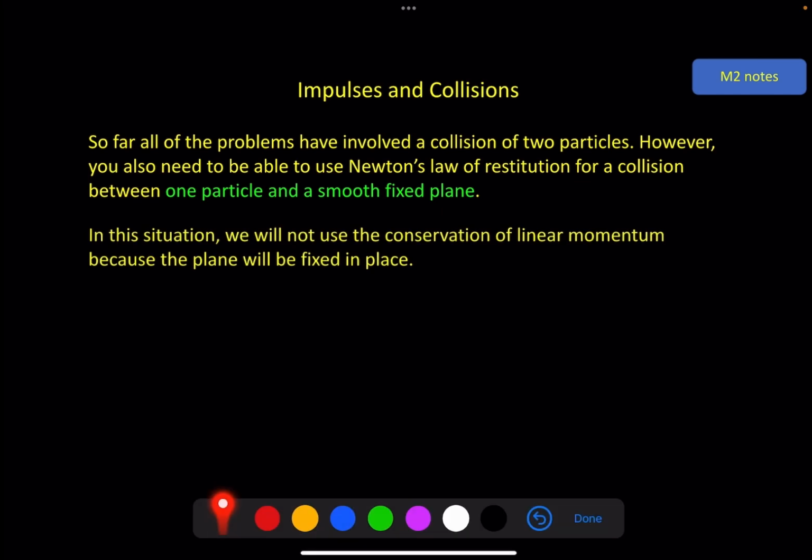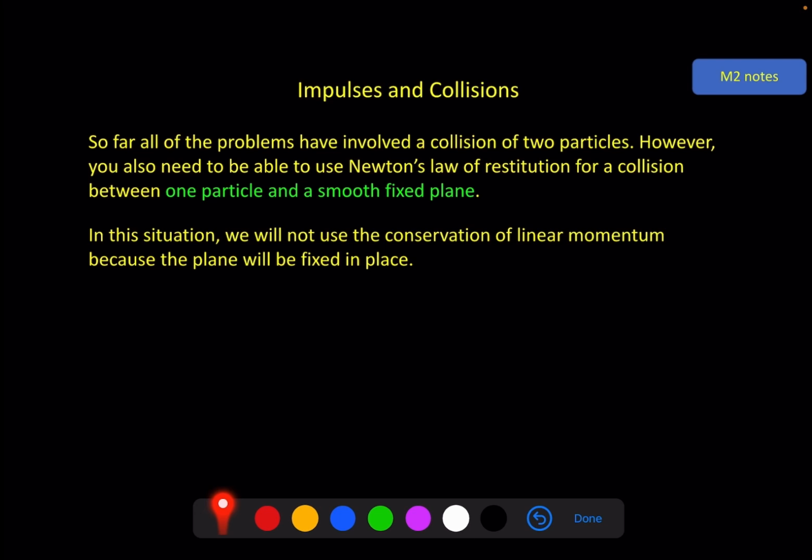In this situation, we don't need to use the conservation of linear momentum, because the plane will be fixed. To talk about conservation of momentum in this case, we would either need to know more about the forces holding the plane in place, or talk about the internal structure of the plane. We're not going to go that deep into it in this course. We're just going to assume the plane is fixed, it doesn't move, so none of the questions will involve conservation of linear momentum. In this situation, you just need Newton's law of restitution.